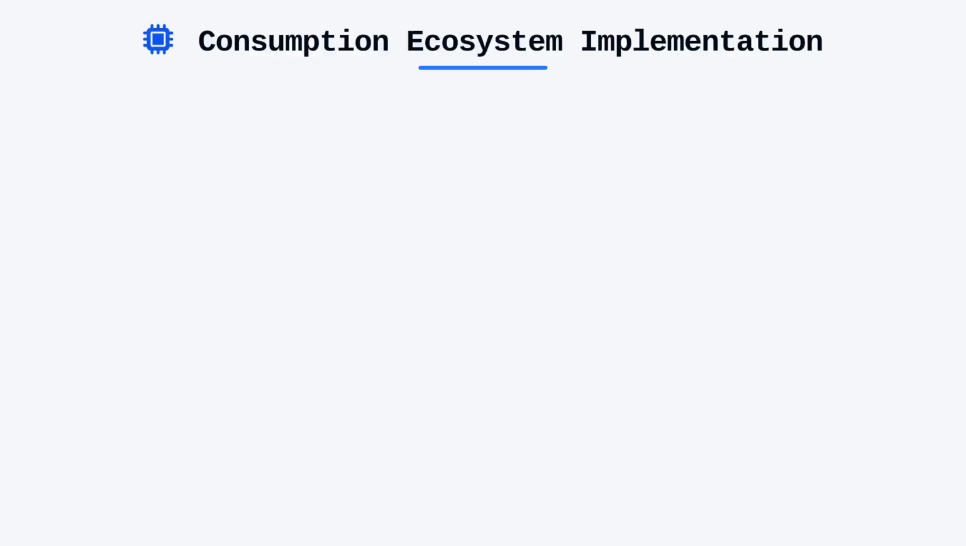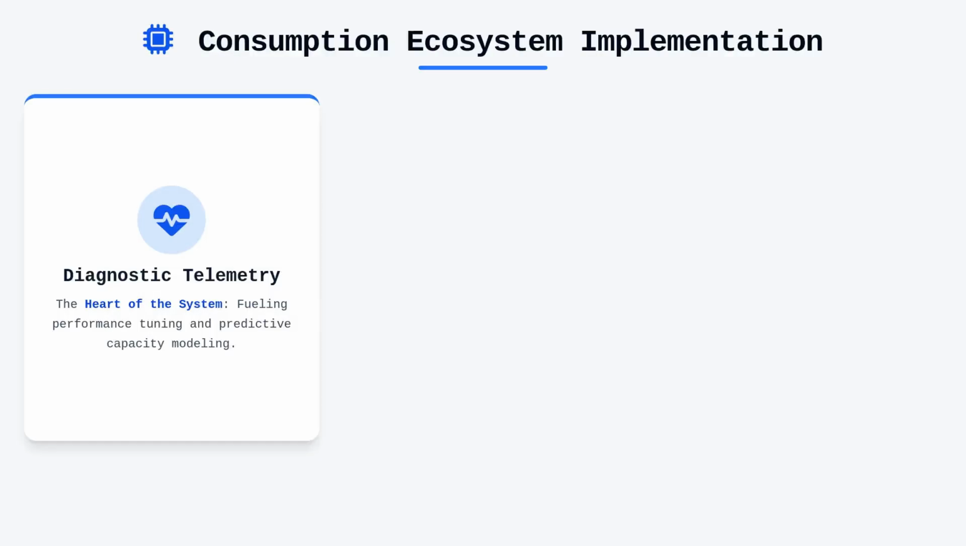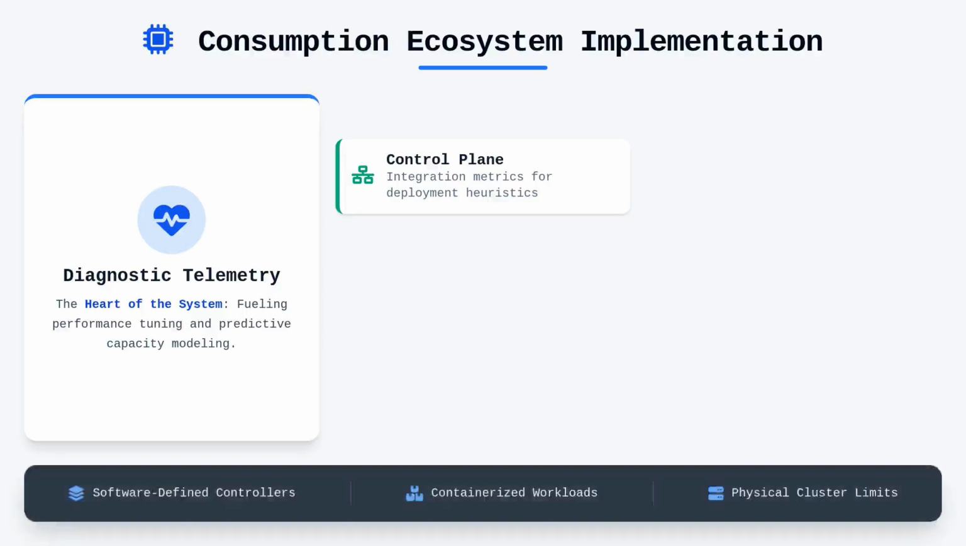To implement this effectively, you need to be comfortable with the diagnostic telemetry that fuels the entire consumption ecosystem. These data streams act as the heart of the system, providing the necessary metrics for performance tuning and predictive capacity modeling. Throughout this lesson, I will walk you through the integration metrics required for the GreenLake control plane to accurately interpret your enterprise deployment. We will look at the specific deployment heuristics that govern how software-defined controllers negotiate resource availability against the scalability limits of a physical cluster.